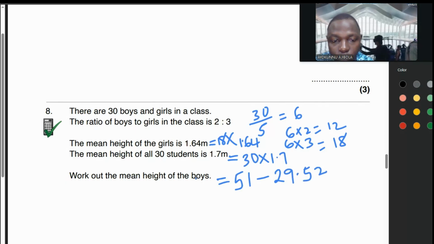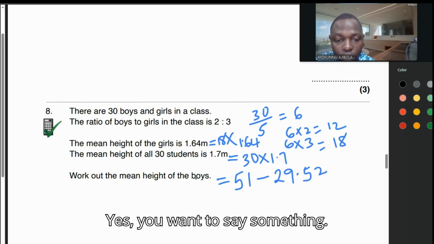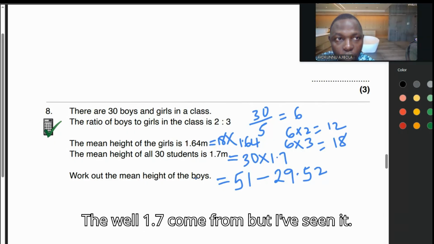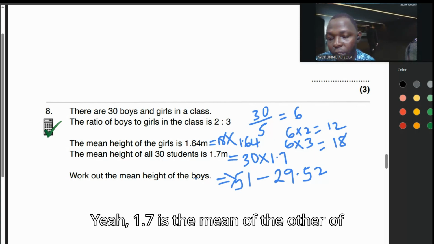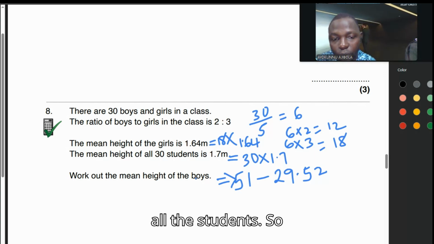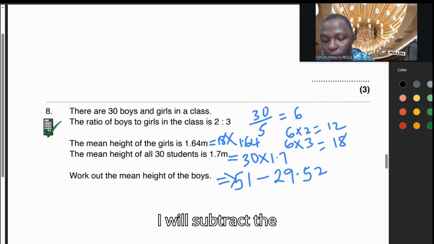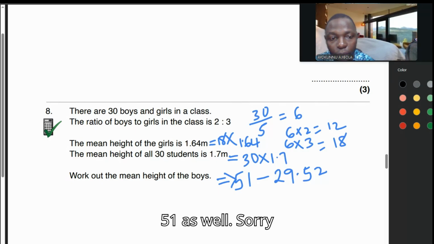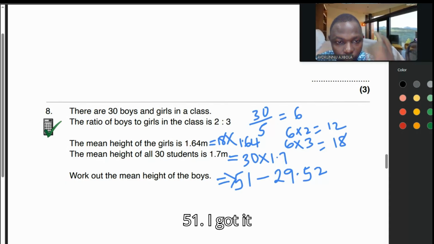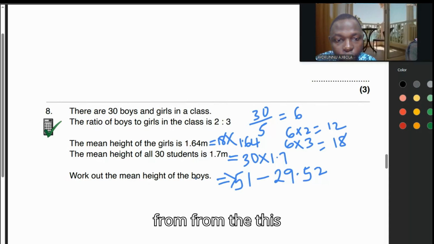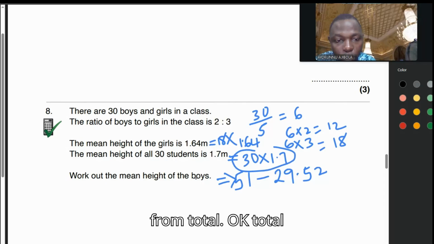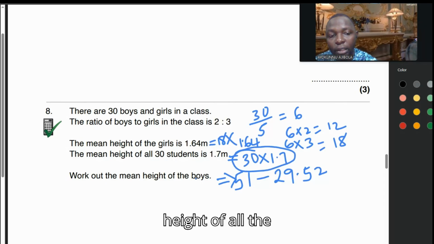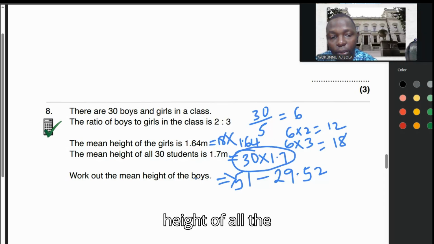29.52. I was going to ask where did the 1.7 come from, but I've seen it. Yeah, 1.7 is the mean of all the students. So 51 is the total height of all the students.